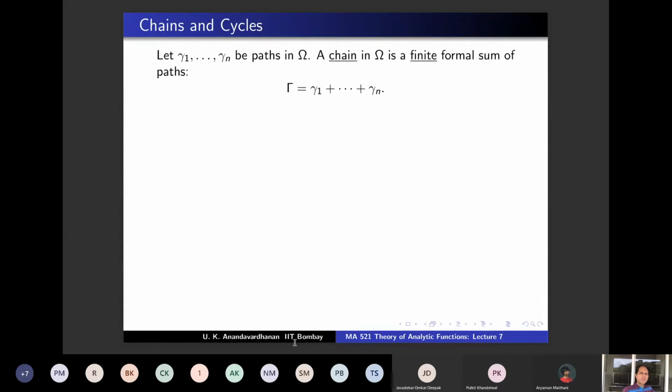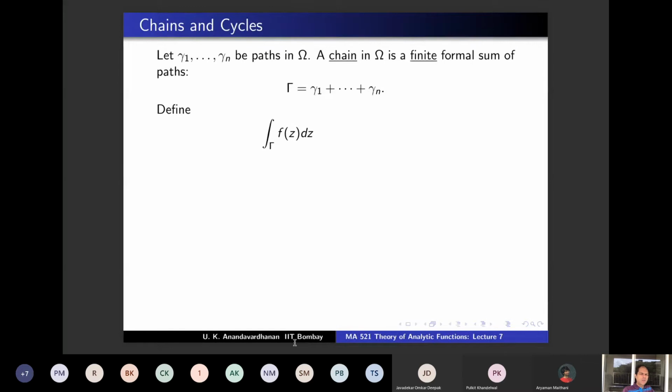So capital gamma is a chain. That just means it is gamma 1 plus etc. plus gamma n, for some paths. It's a formal sum. So this plus doesn't mean anything. It's just my notation. There is nothing called a plus here. What it really means is the following.